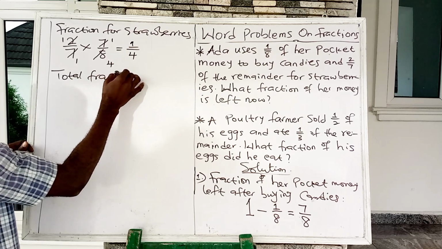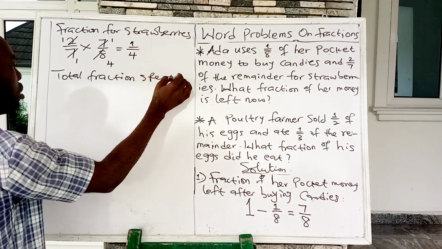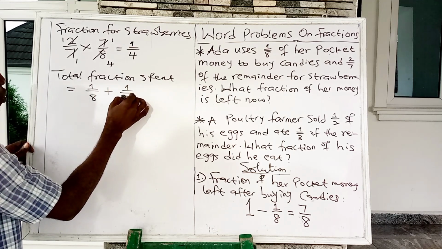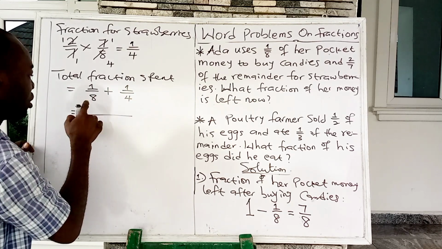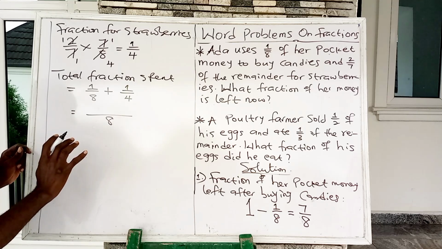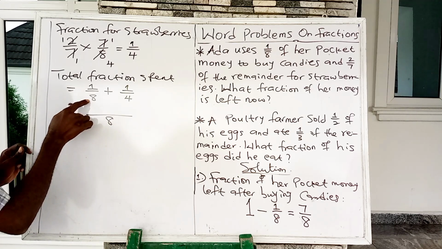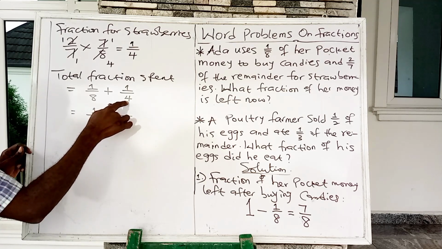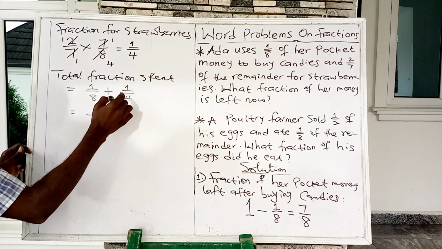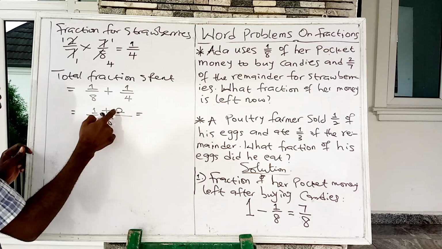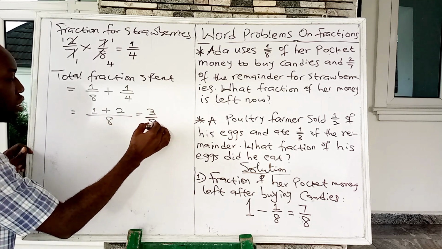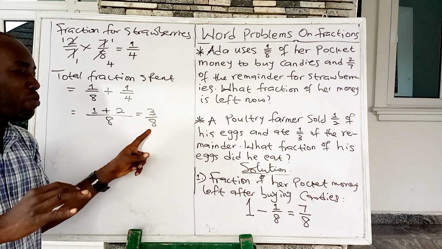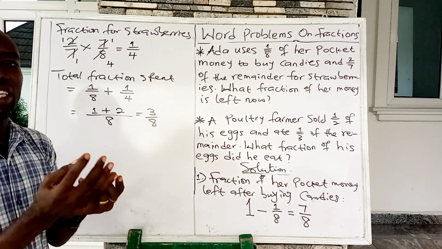Total fraction spent will be the fraction for candies and the fraction for strawberries. The LCM between 8 and 4 is 8. Now you do this. 8 divided into 8 is 1. 1 times 1, that's 1. 4 divided into 8 is 2. 2 times 1, that's 2. When you sum this up, that will give you 3/8. Now, this is the fraction of Ada's pocket money that was spent in total.